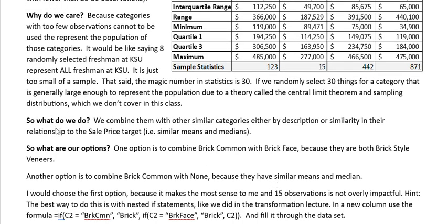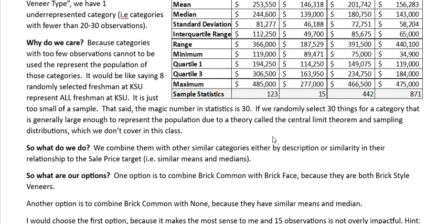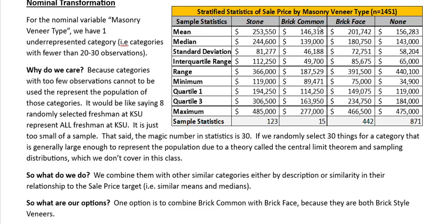We can combine them with other similar categories, either by description or similarity in their relationship to the target, so that would be similar means and medians. If we look at our brick variable up here, we have brick common, we have brick face. Regardless of how many observations there are, they both represent a brick style of masonry veneer. So we could combine those two categories based on their label and based on what we know about them.